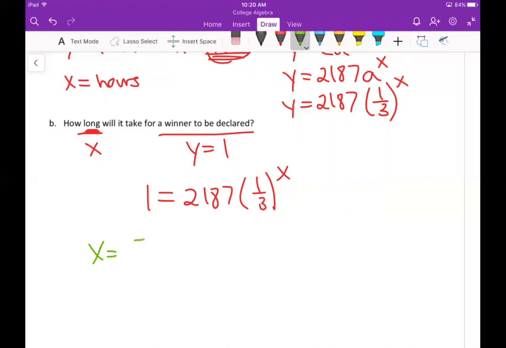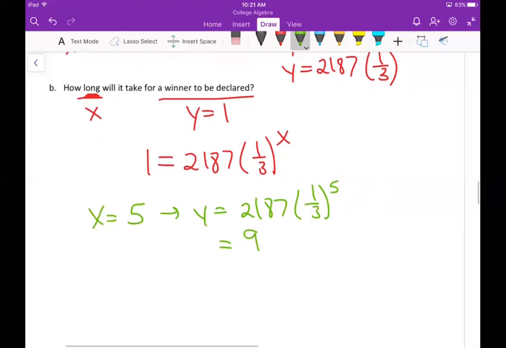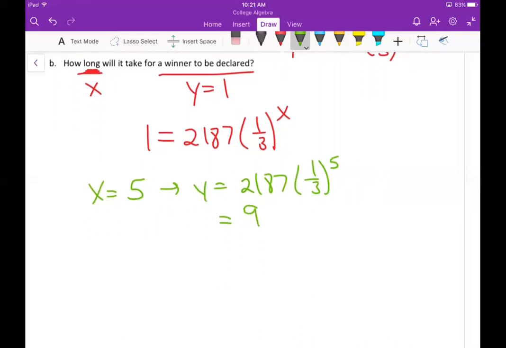I'm going to start with an X value of 5. In my head I always think about 5s or 10s, and my guess was that 10 might be too far because we're only keeping 1/3 every round. So this is going to go down pretty fast. We're getting rid of quite a few dancers with each round, so I'm going to keep it pretty small to start. If I do x equals 5, I plug this into my function: y equals 2,187 times 1/3 to the 5th. When I plug that into my calculator, I see that I will have 9 dancers left. So I got pretty close. We're already down to 9 dancers after just 5 rounds or 5 hours.